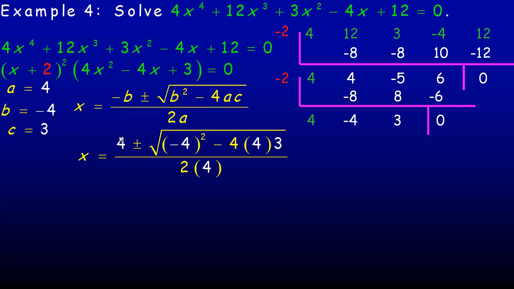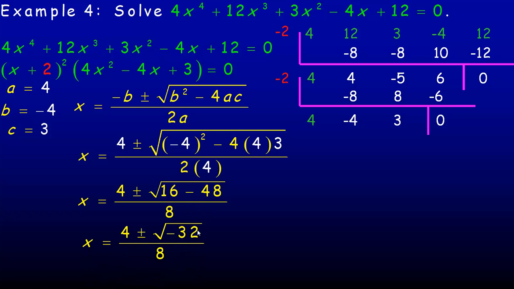So putting a negative 4 here, negative 4 is positive 4. And then negative 4 squared minus 4 times 4 times c, which is 3. And then 2 times a is 2 times 4. So underneath the root, negative 4 squared is 16. And 4 times 4 is 16 times 3 is 48. So that we're subtracting 48 here over 8. 2 times 4 is 8. So 16 minus 48 is negative 32.